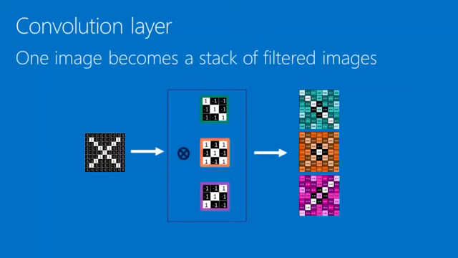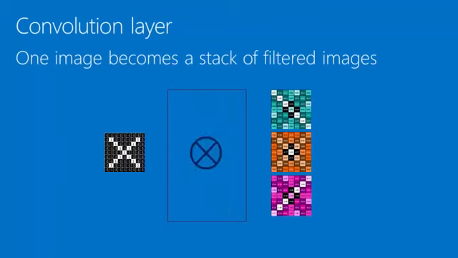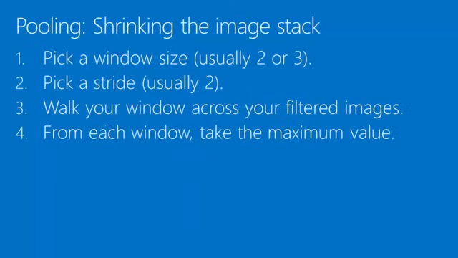This act of convolving an image with a bunch of filters, a bunch of features, and creating a stack of filtered images is what we'll call a convolution layer. A layer because it's an operation that we can stack with others, as we'll show in a minute. In convolution, one image becomes a stack of filtered images. We get as many filtered images out as we have filters. So, convolution layer is one trick that we have.